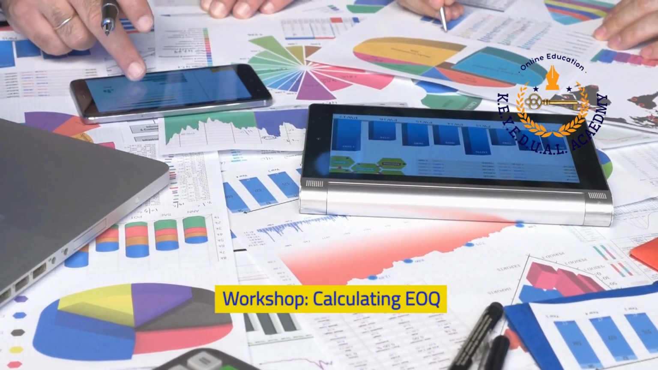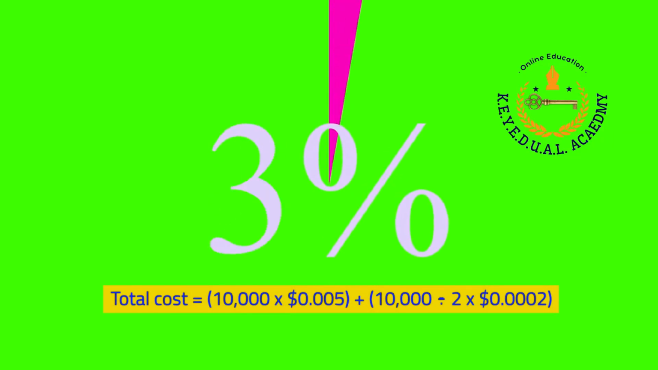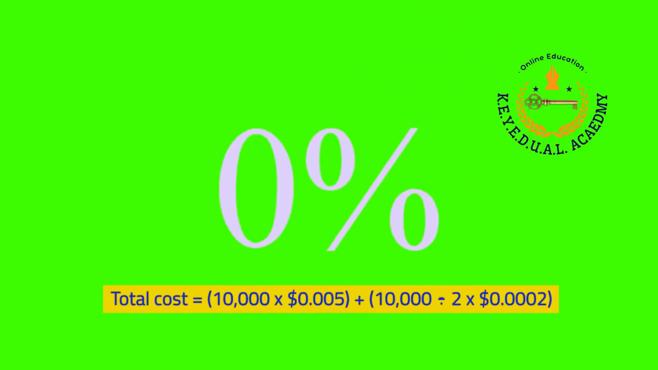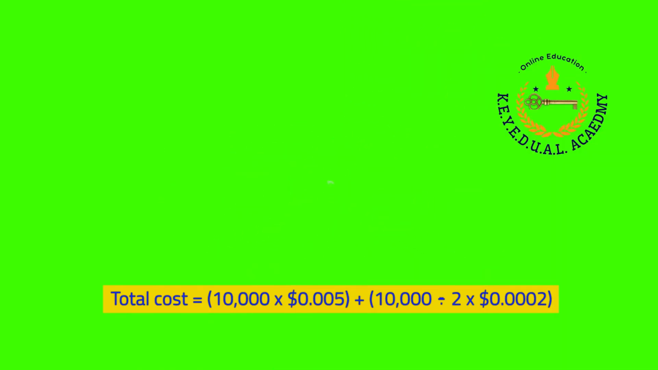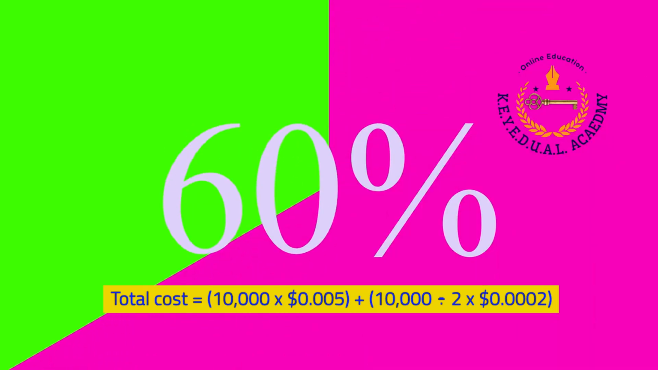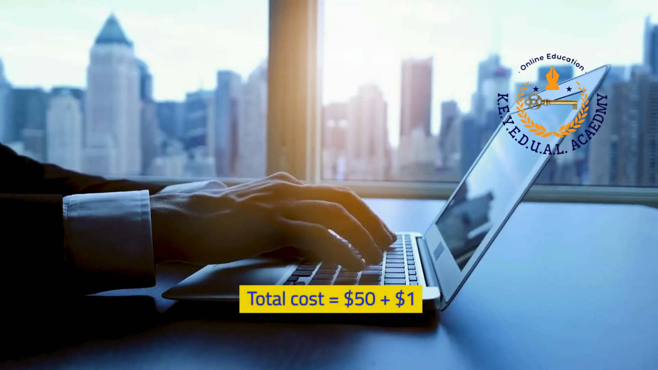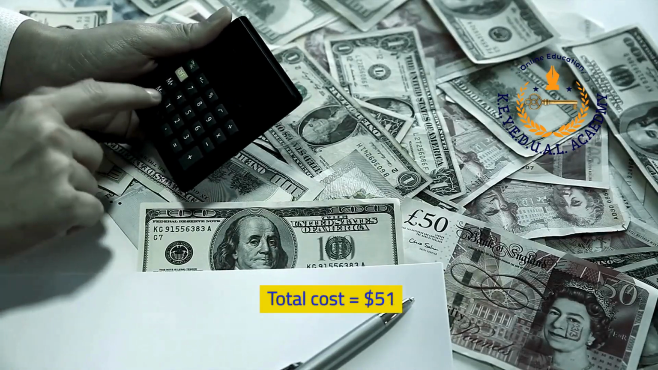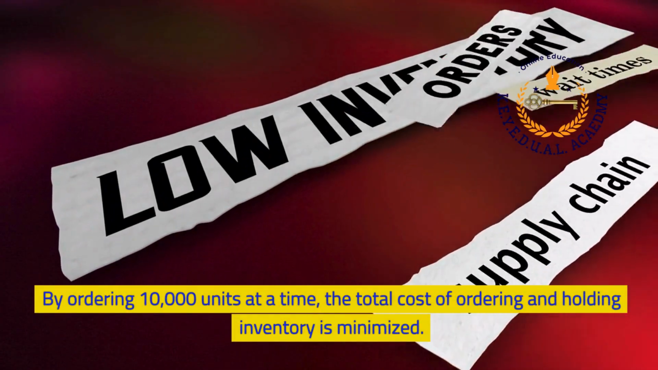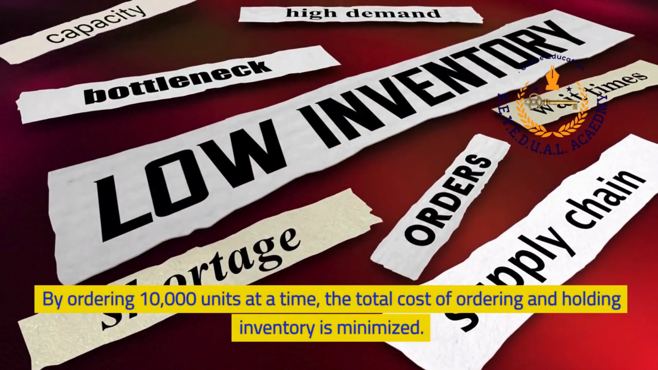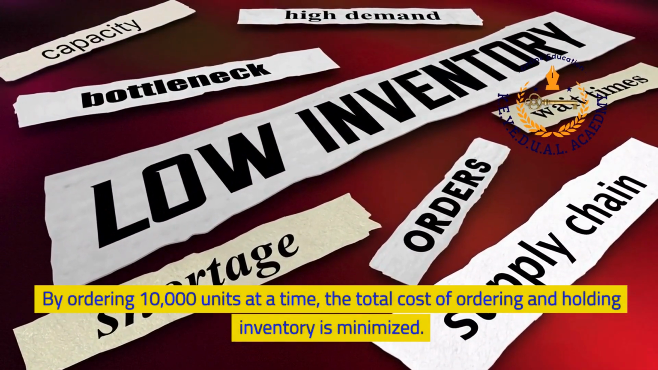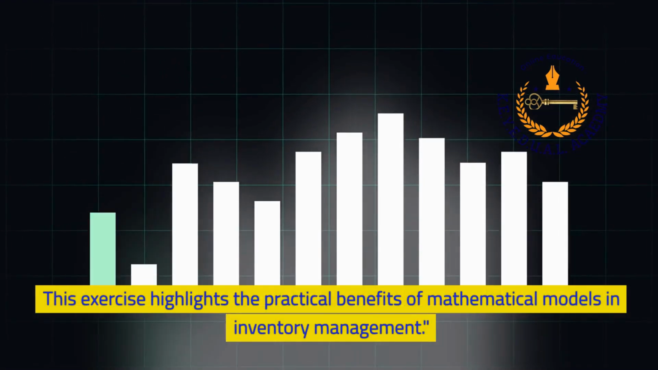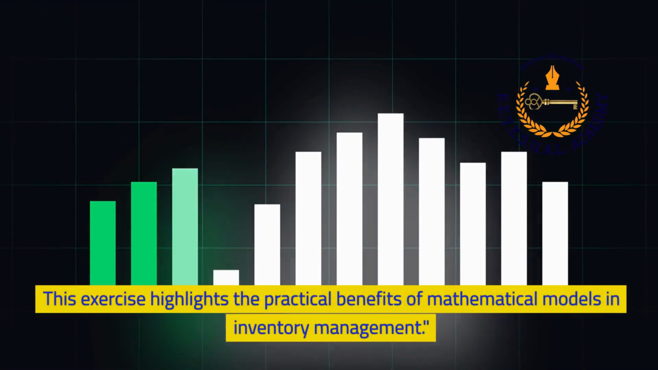Calculating EOQ. Total cost equals 10,000 x $0.005 plus 10,000 divided by 2 x $0.0002. Total cost equals $50 plus $1. Total cost equals $51. By ordering 10,000 units at a time, the total cost of ordering and holding inventory is minimized. This exercise highlights the practical benefits of mathematical models in inventory management.